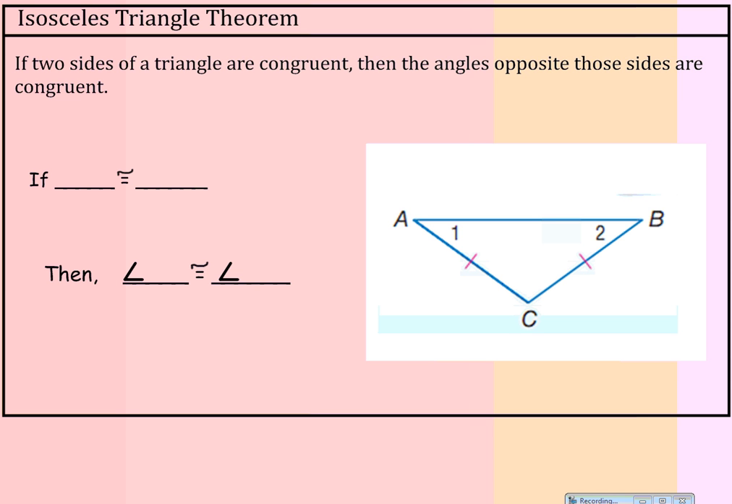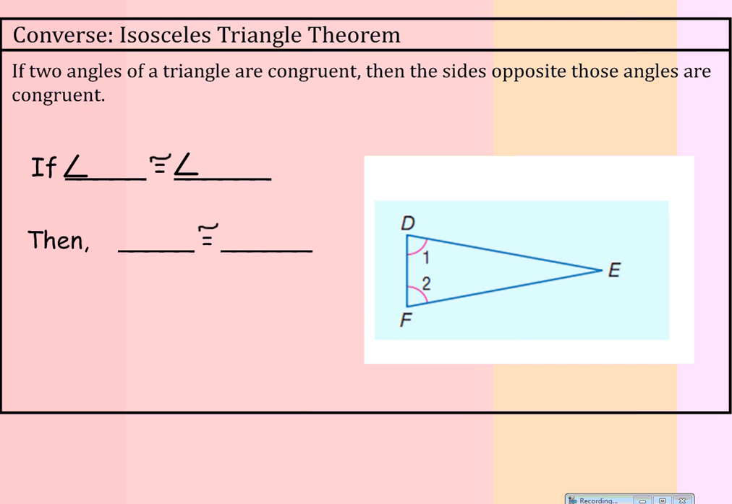So if I've got an isosceles triangle like I do here, what I need to say is AC is going to be congruent to BC. And because isosceles triangles have this kind of feature, angle 1 is going to be congruent to angle 2. If these two sides are congruent, the opposite angles are congruent. So if angle 1 is congruent to angle 2, then I can say the reverse. Then I can say DE is congruent to FE.